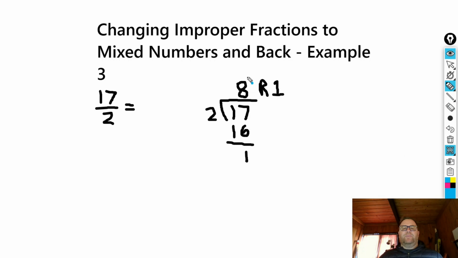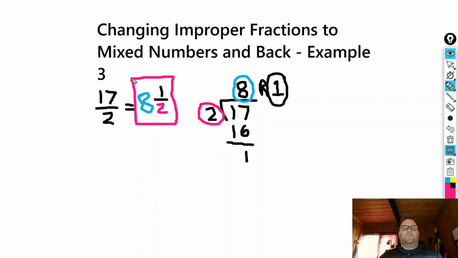Now the 8 is going to be my whole number part, so we're going to have 8. The 1 is going to be the numerator of the fraction part, so 8 and 1. And then the 2 is going to be the denominator part of the fraction, so our solution, 17/2, is equal to 8 and 1/2. Okay, now let's take a look at changing mixed numbers back to improper fractions.